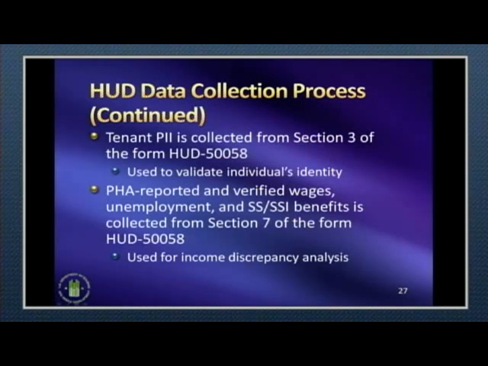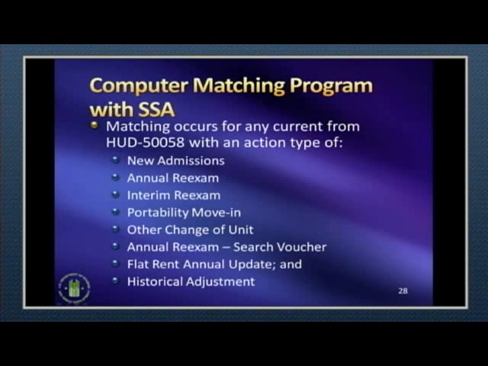Your PHA reported and verified wages on Section 7 of the 5.8, applicable to wages, unemployment, and social security benefits, is also analyzed against EIV received income information to identify potential disparities between family reported and EIV reported income information, to do discrepancy analysis. The matching occurs for any 5.8 that's in PIC with any one of these action types, and basically it's a new admission, annual, interim reexamination, portability move-in, action type number 7, other change of unit, annual reexam searching for a search, and they have a voucher, flat rent, update, and historical adjustment, action type 14.